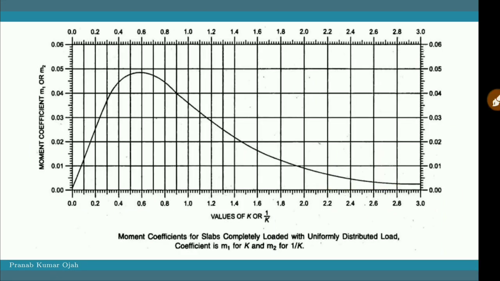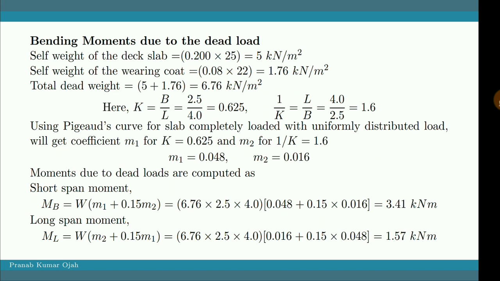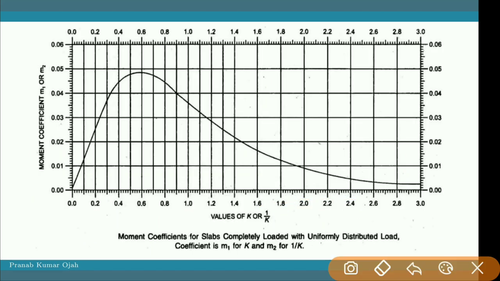See, this is the Pigeaud's curve. This gives the moment coefficients for slab completely loaded with uniformly distributed load. It will give the coefficient M1 for K and M2 for 1 by K. So that's why we have calculated K and 1 by K. So for the value of K, which is 0.625, somewhere I will get the value in this scale. And 1 by K is 1.6, so we'll get this value somewhat here in this scale. So against the value of K, I will get the coefficient M1, and against the value of 1 by K, I will get the coefficient M2.